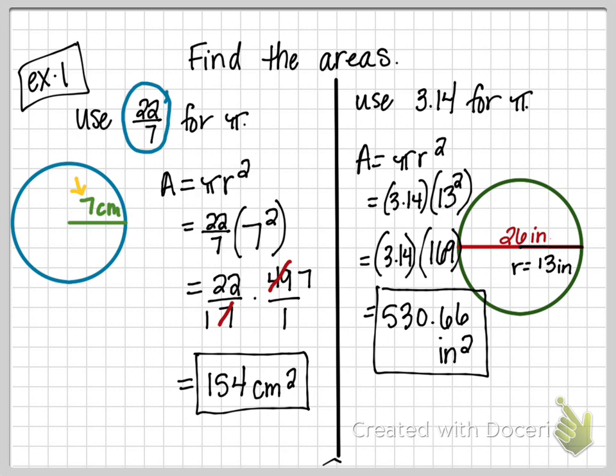Okay, this did not say that we needed to round to anything specific, so we would just give the answer that we found, 530.66. If it asked us to round, we would make sure that we round appropriately to the place value that it asked.